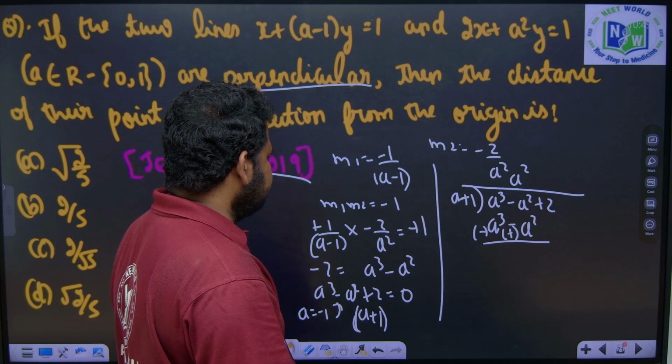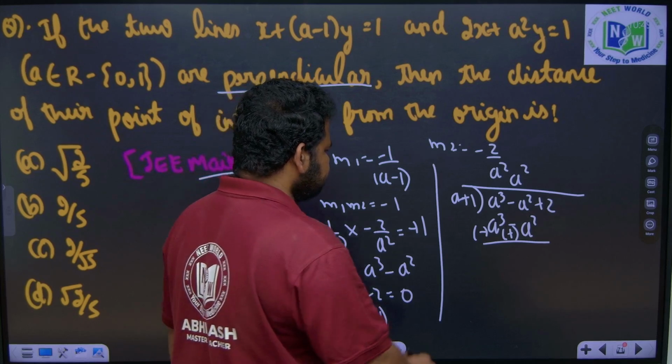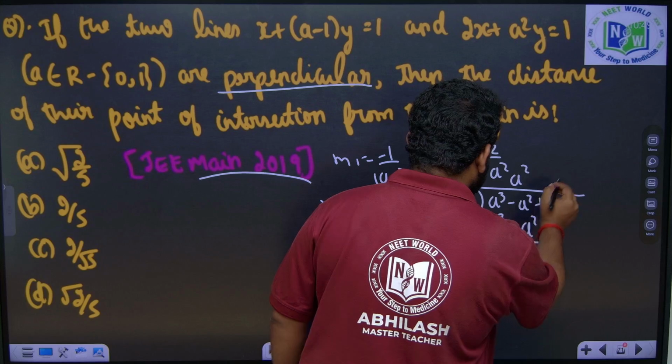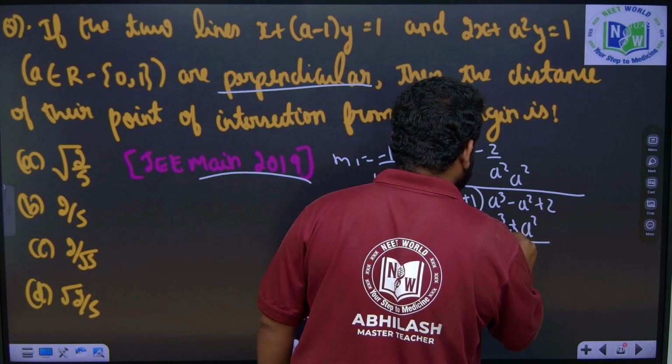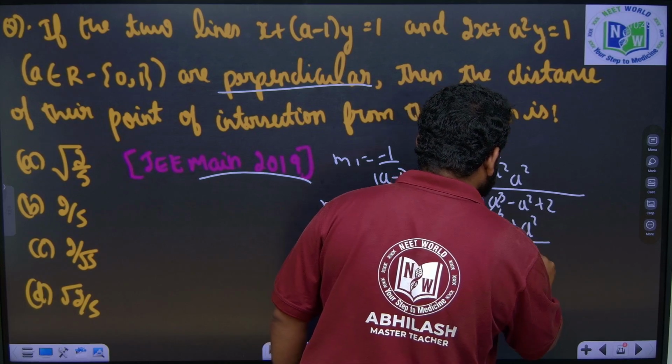A into a square minus 1 into a square, this is what? A cube minus a square plus 2. So here I will get a cube cancel, this will be minus a cube, this will be plus a square. So this will be plus a square, right? Plus will become minus. So this and this will cancel, this will become minus 2a square plus 2.